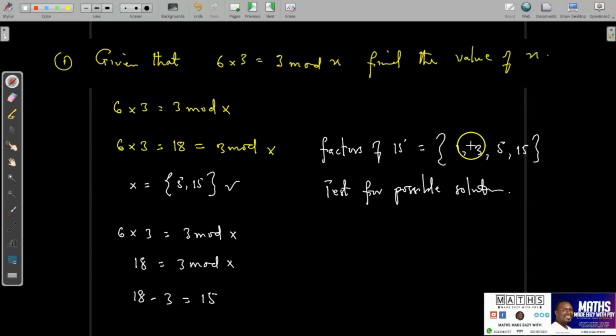If it was in mod 3, 18 divided by 3, what is the answer? 6. And is there a remainder afterwards? No. So the remainder would have been 0, so 3 is not a possible solution. But if you are working in mod 5, 18 divided by 5, we have it as what?